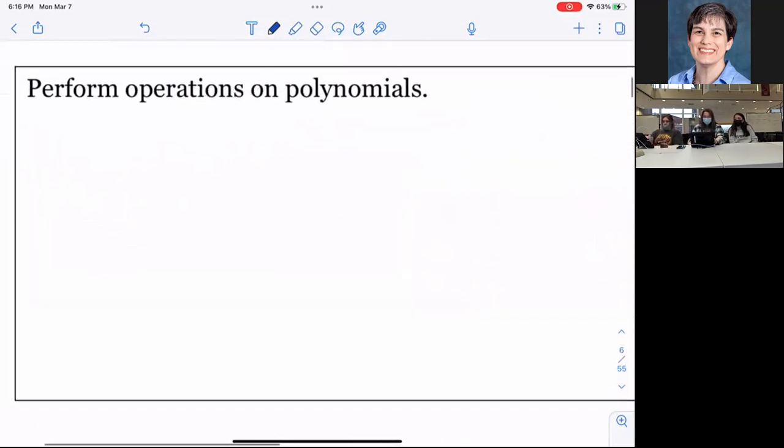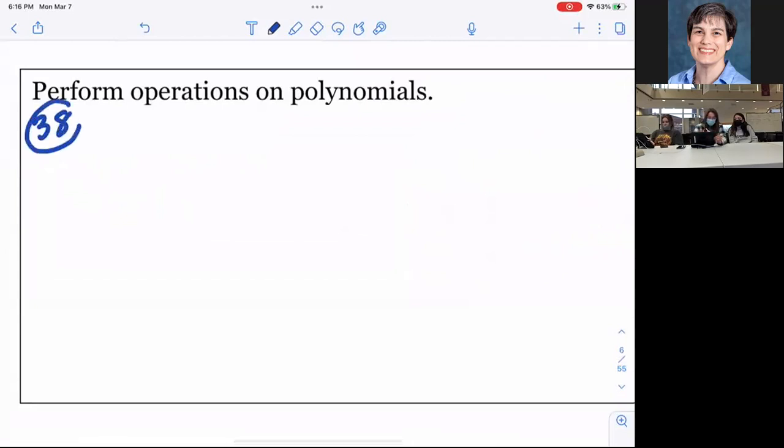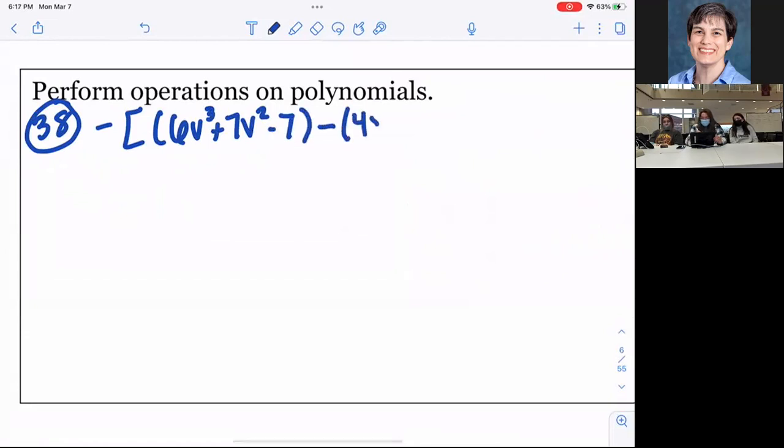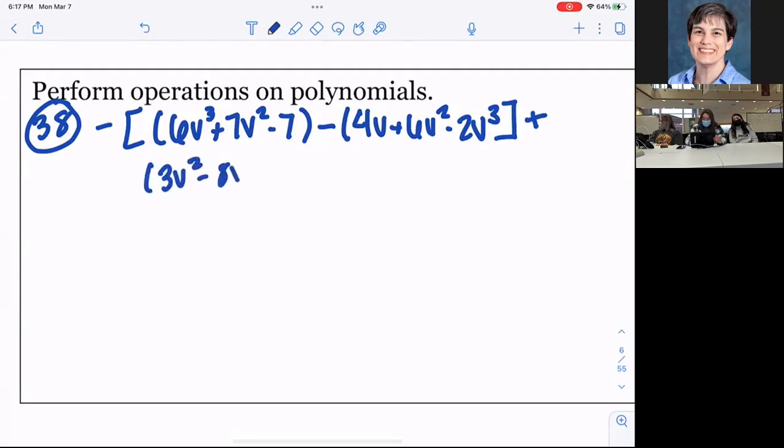zoom in here so I can write neatly. 38. I've got 6v cubed plus 7v squared minus 7, close parentheses, minus 4v, that's 4v plus 6v squared minus 2v cubed plus 3v squared minus 8v plus 2.